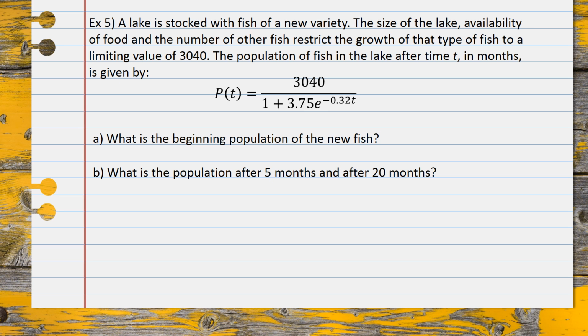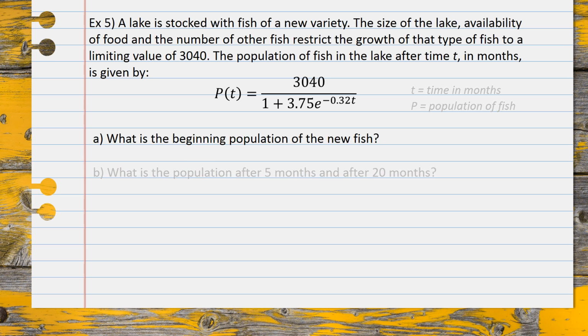First off, they did give us an equation, but we do need to define the variables. Notice inside the function, we have the letter t. What does t stand for? Well, it stands for time in months. And on the outside, we have P of t. What does P represent? Well, that means the population of the fish. Let's start with part A.